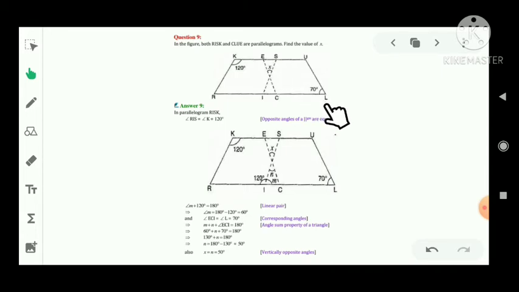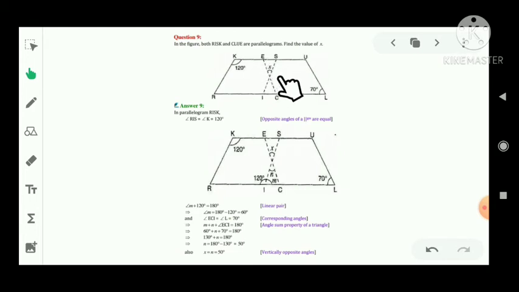Let's see the figure CLUE. You can see L's value is given 70 degree. So what will be the angle E? It will be also 70 degree, because by using the opposite angles property in a parallelogram, they are equal to each other. That means angle E value will be 70 degree.